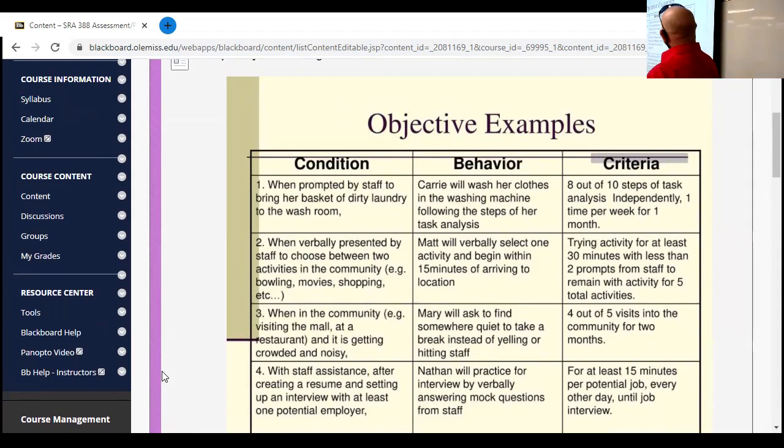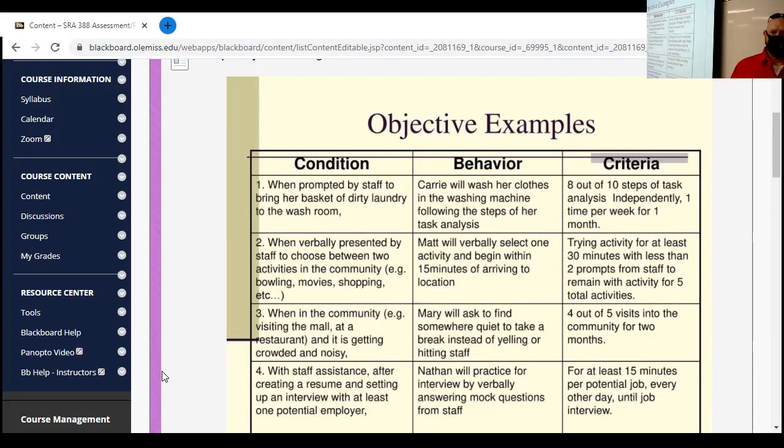So right here, these are some objectives, and we're going to talk today about Carrie, Matt, Mary, and Nathan. And we'll do this as quickly as we can run through it and still get the information to you because some of you just got this, and I apologize, but I wanted to share it with this class too. And it doesn't hurt for you to hear it again, I promise. So every objective has 3 things, and you need to make a note of these. You need to put stars by them. You need to memorize these 3 things that are going to be part of objectives, okay? Every objective is going to have a condition, a behavior, and a criteria.